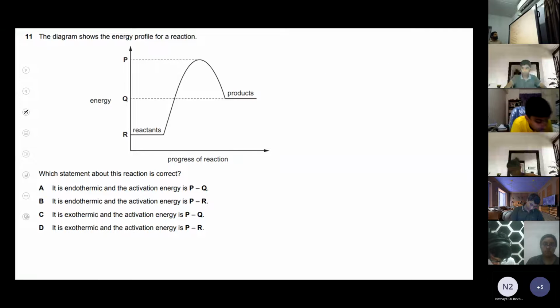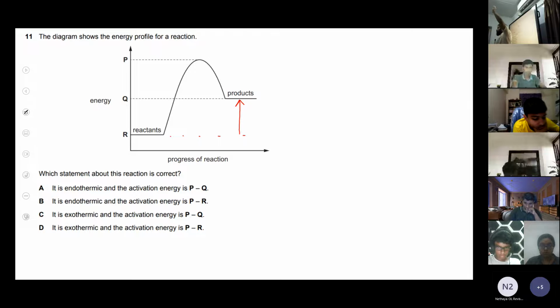Next one. Which statement about this reaction is correct? This is endothermic: reactants low, products up, right? Endothermic. Don't forget activation energy. The particular reaction, forward, from the reactant. We know only the forward reaction so far. You must start from reactants. Whatever the energy change they ask, you have to start from the reactant level.